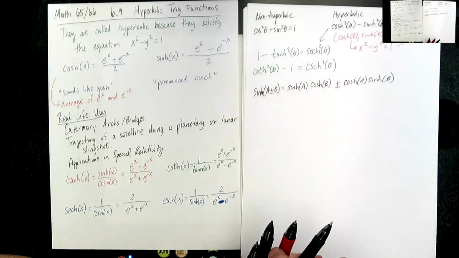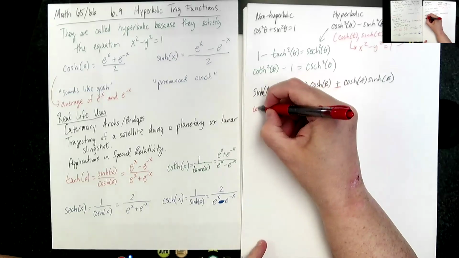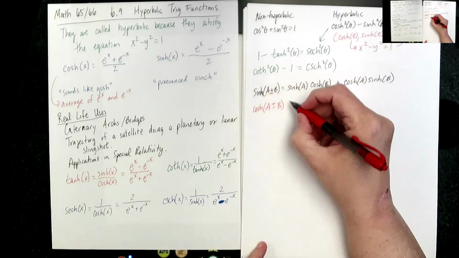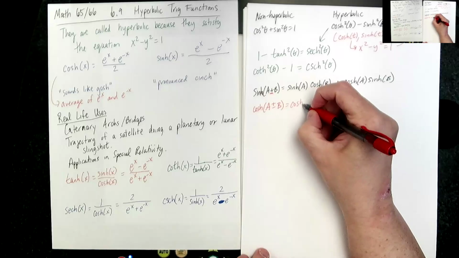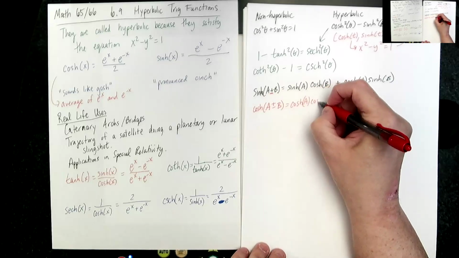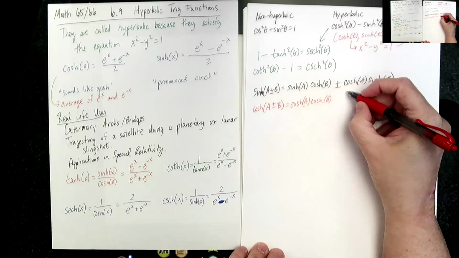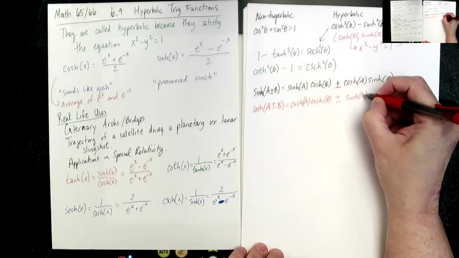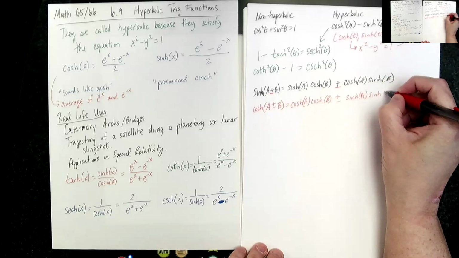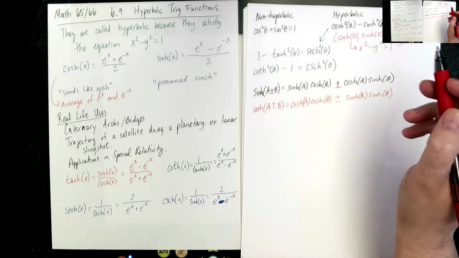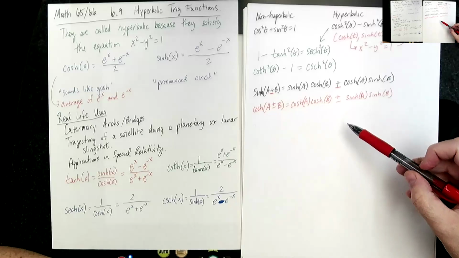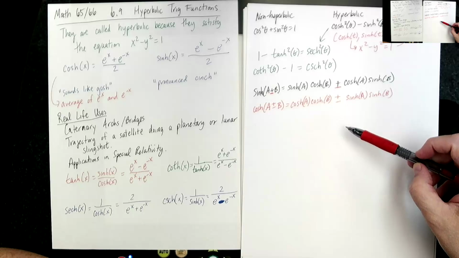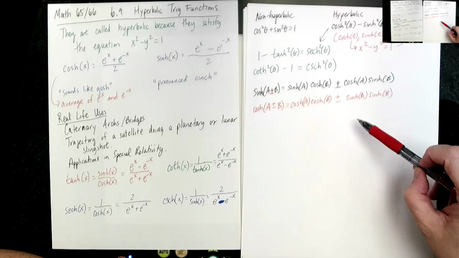Cosh is set up the same way. We can do A plus or minus B. And this one is cosh A cosh B plus or minus sinh A sinh B. And this one's a little different than the regular trig one. The regular trig one uses the opposite signs. This one uses the same sign. Plus goes with plus.